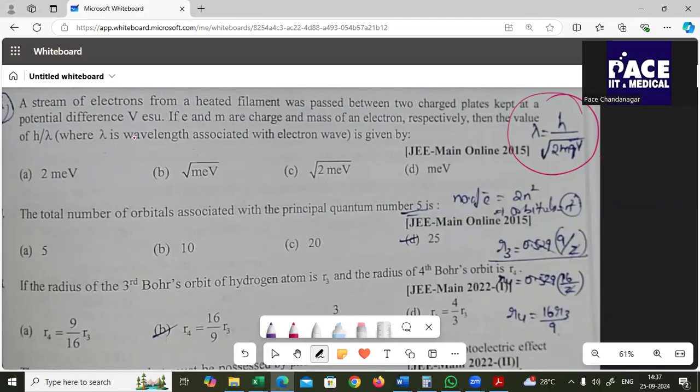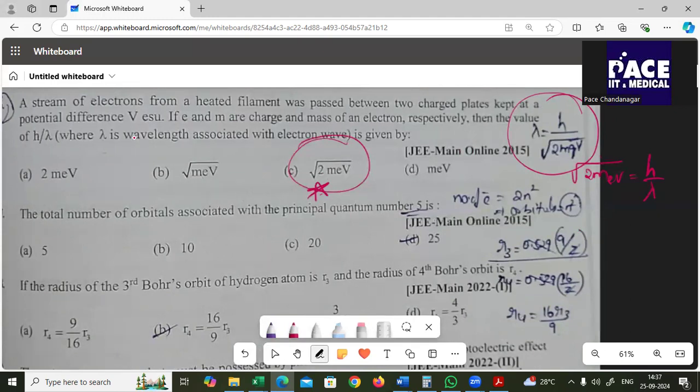Lambda is equal to h by under root 2meV, so under root 2meV is equal to h by lambda. Okay, from here you can get those values. h by lambda is nothing but under root 2meV directly, right?